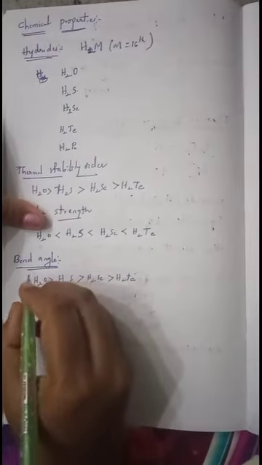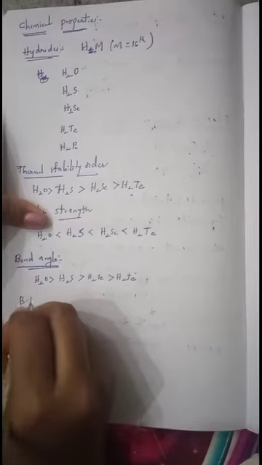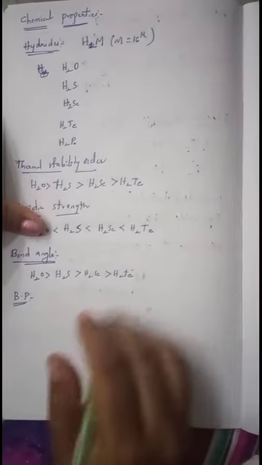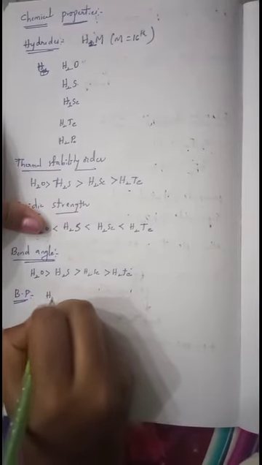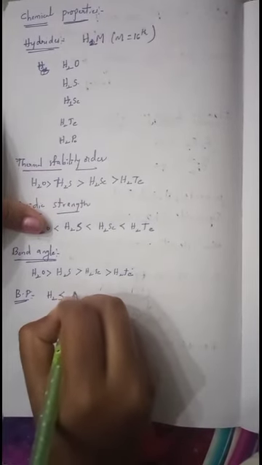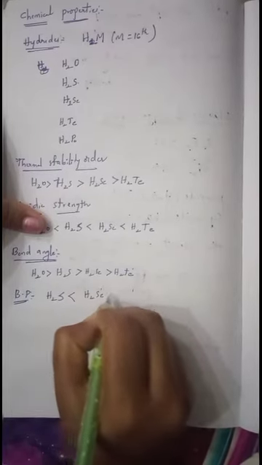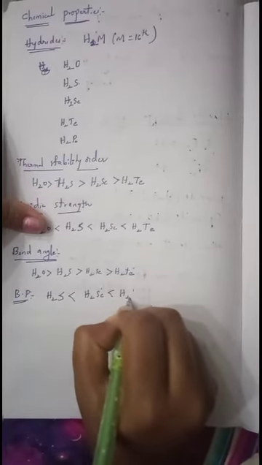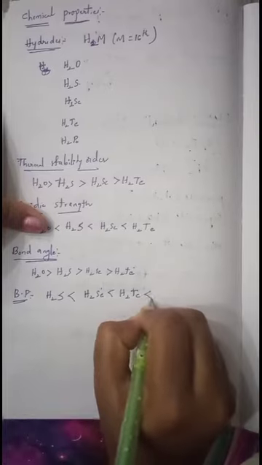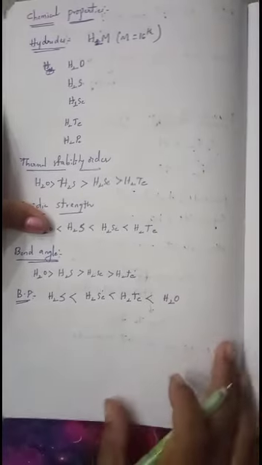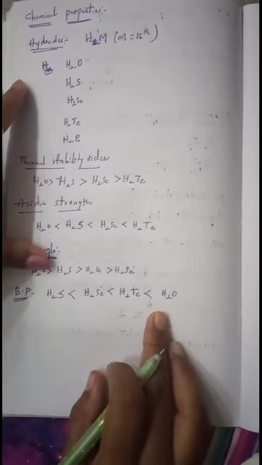Next one, boiling point order. When you observe the boiling point order of these hydrides, H2S has a lower boiling point than H2Se, which has a lower boiling point than H2Te, which has a lower boiling point than H2O. Okay, this boiling point order is irregular.